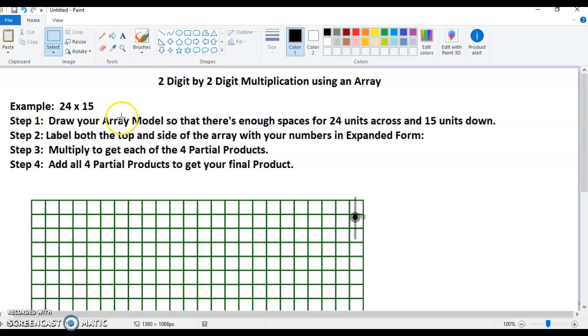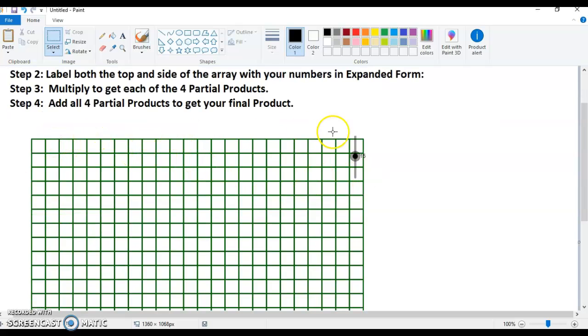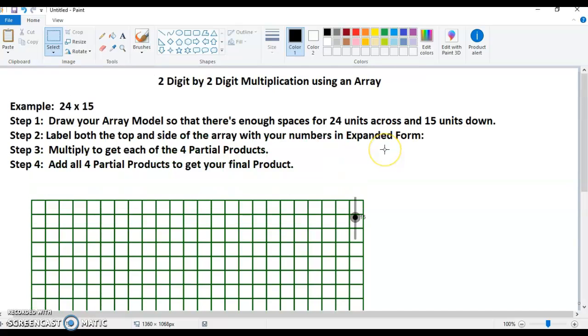You can do any multiplication using an array, but if the numbers get really large, it's probably best not to use an array because it could take such a long time to create. But so we can see a picture of what it looks like, it's very accurate. In this example, we're multiplying 24 times 15. I went online and created an array because it would take me forever to create one like this and have it look so accurate and neat. So I drew a model where I have 24 units across and 15 units down.